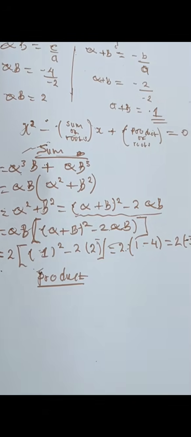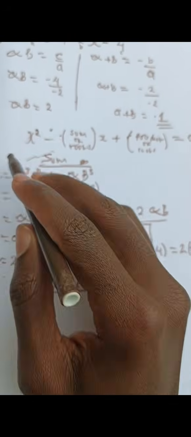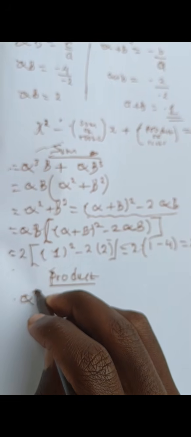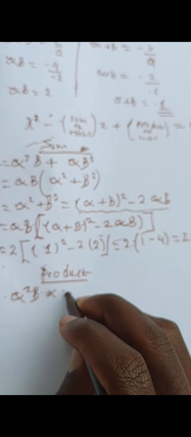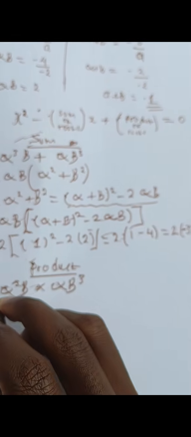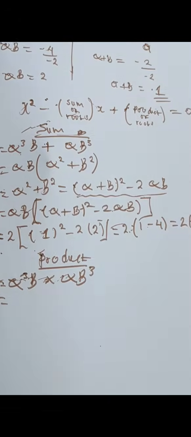This one is simple. Okay, so let's now find the product. So the product is what you get when you multiply the roots which are given. So the roots which are given are alpha power 3 beta times alpha beta power 3. So like this.